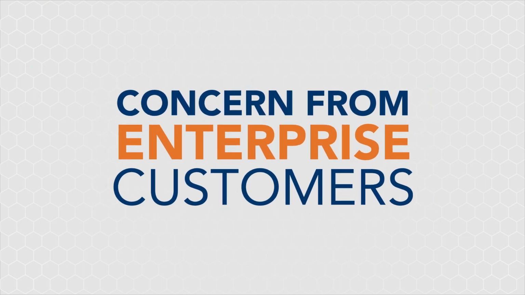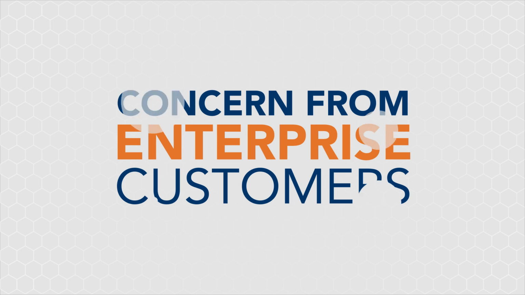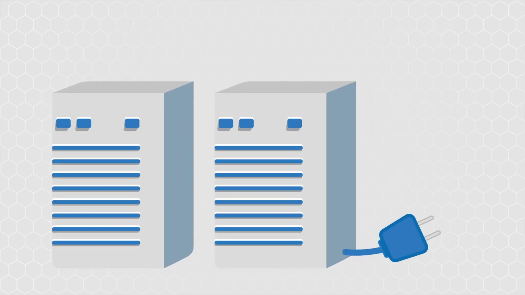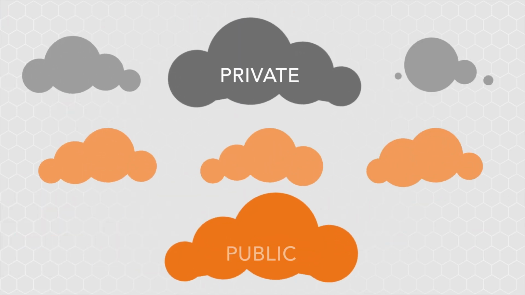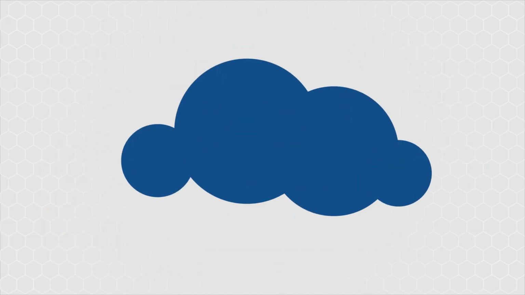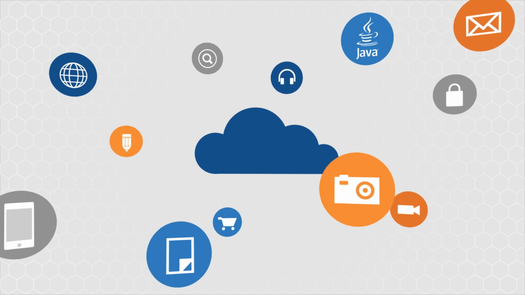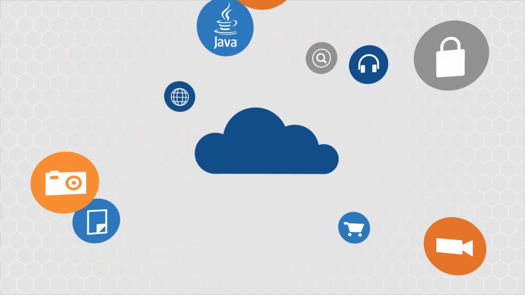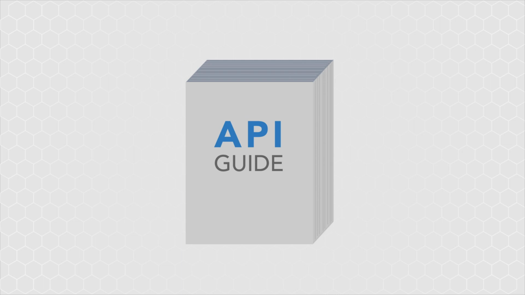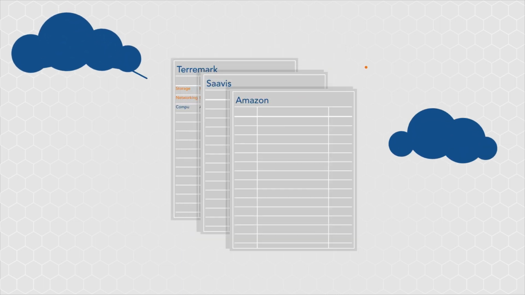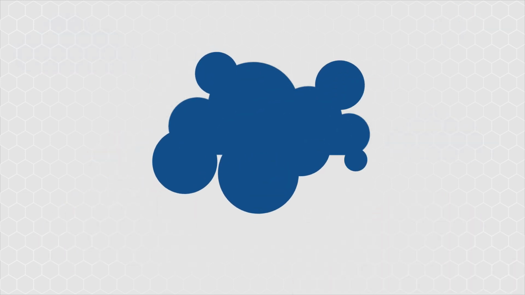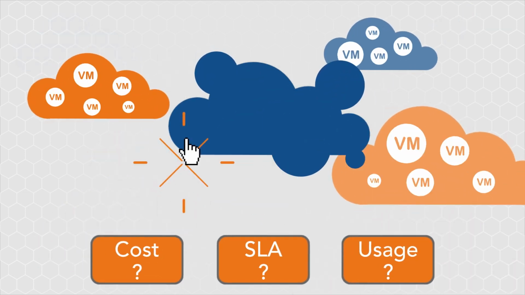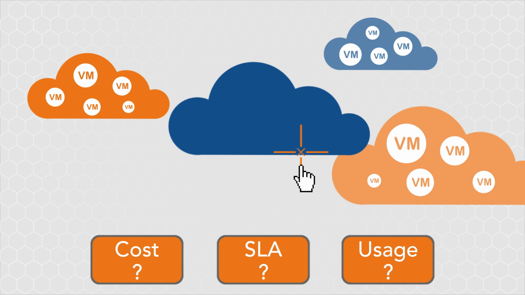And that's concern from enterprise customers like you, who have questions like, how do we integrate our existing IT with this new IT model and navigate the various private and public cloud solutions? How do we know which cloud providers are the best fit for our wide range of different apps and business requirements? And how do we deal with phonebook-sized API guides? And of course, how do we decode complex billings from multiple cloud providers, prevent cloud sprawl, and govern across what is and what is not in the cloud?